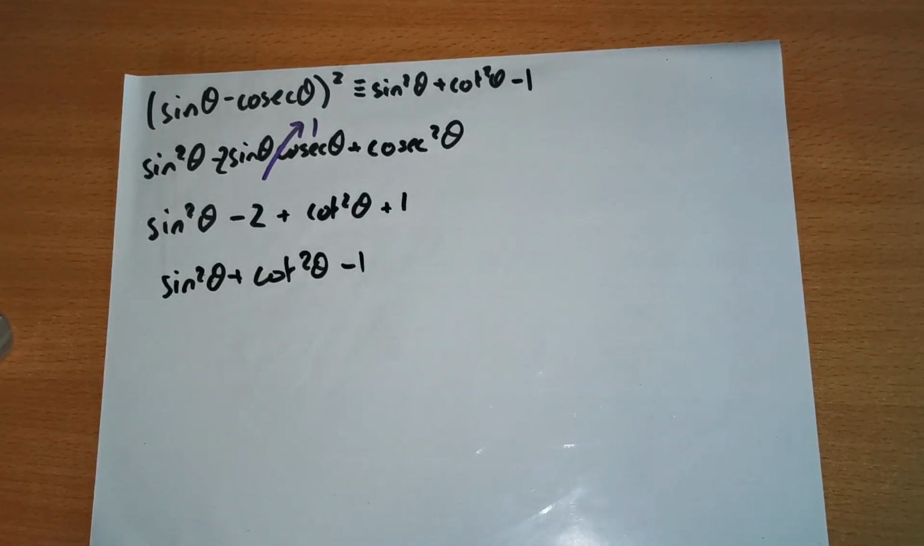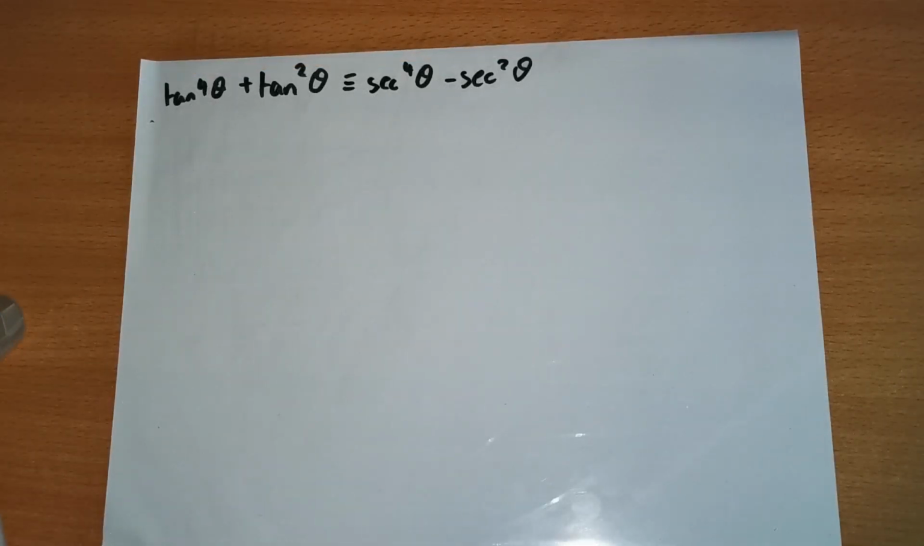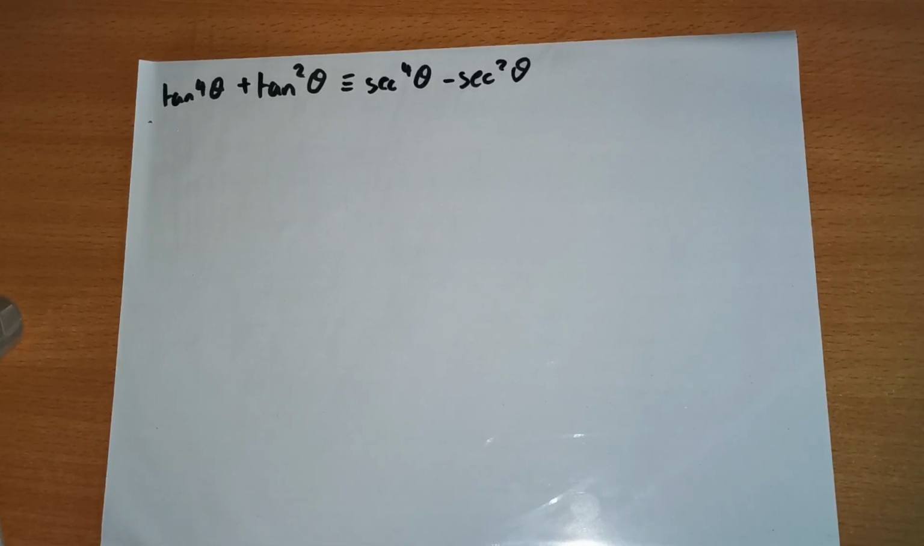So that was maybe slightly harder one. I think we might do one harder one. Yeah, we'll do a hard one with a lot of substitutions. Okay, so here's the next identity. Tan to the power 4 theta plus tan squared theta is identical to sec to the power 4 theta minus sec squared theta. Now, if you remember, there's a relationship between sec and tan.